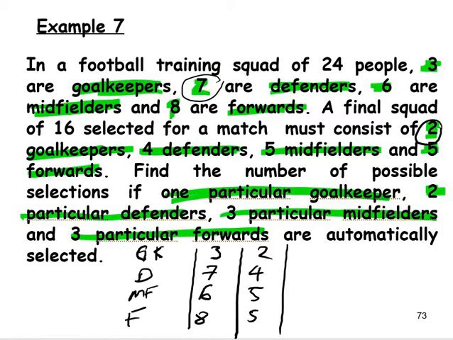But there is one particular goalkeeper automatically selected. So for goalkeeper, we have one which will be particularly selected, so we put 1C1. For defenders we have 2, so we put 2C2. And then for midfielders, 3 particular midfielders, so 3C3. And then for forwards, we have 3 particular forwards, 3C3. So I'm going to find how many ways we can form the team.